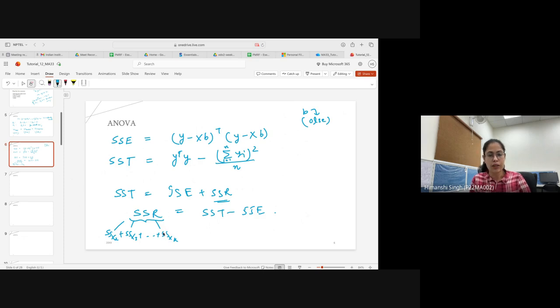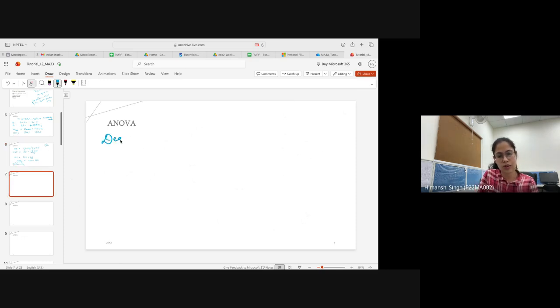Now we'll talk about the degrees of freedom. You can see here this SSR comes from adding the sums of squares due to xi. There are k minus 1 xi's, explanatory variables I can say. So the degrees of freedom for SSR is k minus 1.